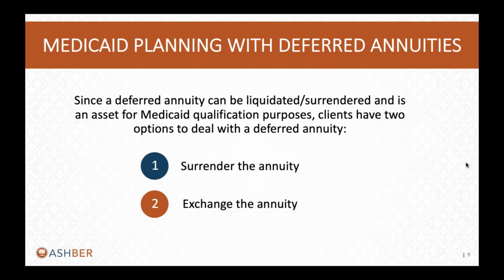For Medicaid qualification purposes, since a deferred annuity can be liquidated or surrendered to the insurance company that issued the contract, the policy is always going to be considered an asset. And so to deal with the annuity for Medicaid qualification purposes, clients have two different options. They can either surrender the annuity or they can exchange the annuity.